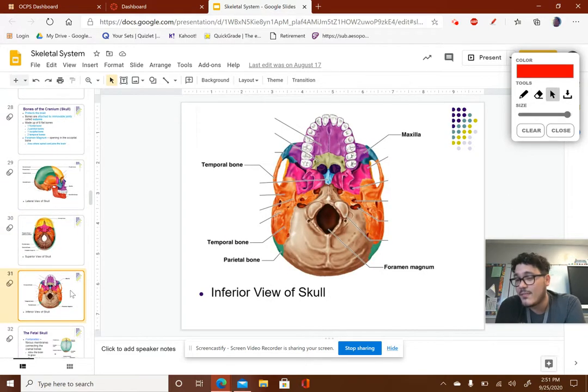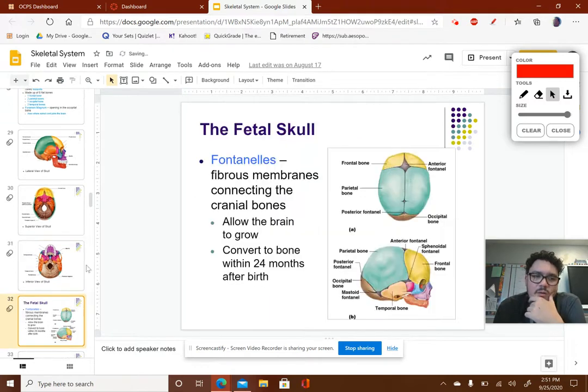Another view. This is an inferior view. This is as if you were holding the skull and you had it above you and you were looking into it. Again, don't matter too much about that. We're going to kind of just skip through this pretty quickly. I don't expect you to have to know too much about this for testing purposes.